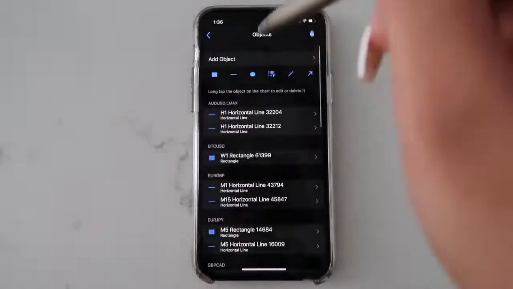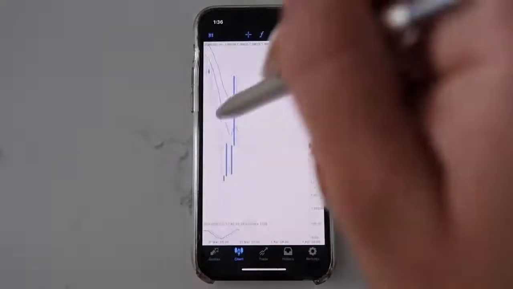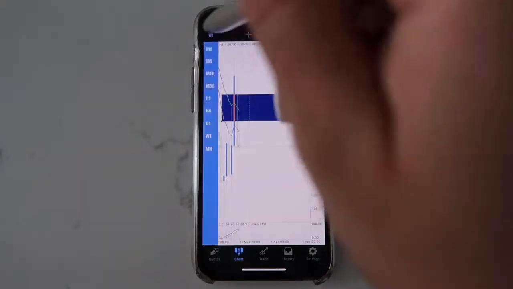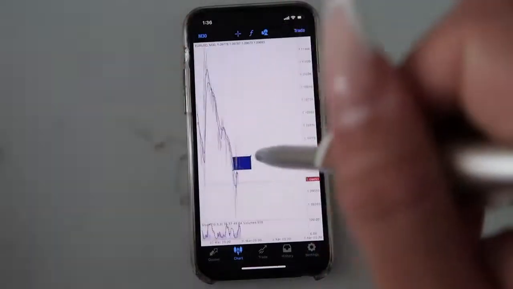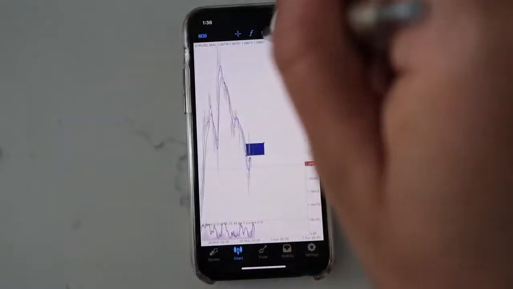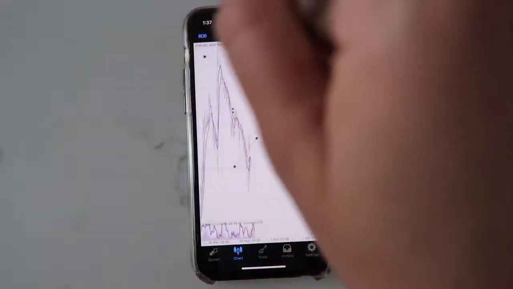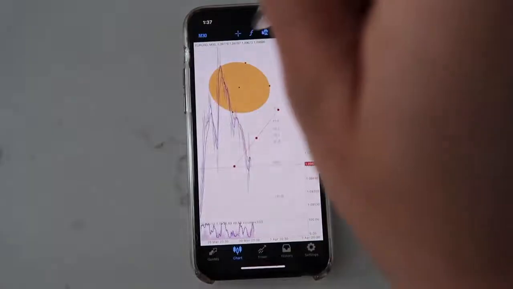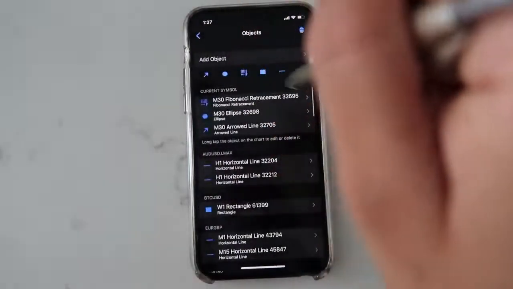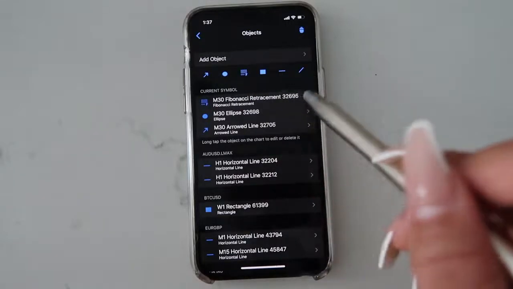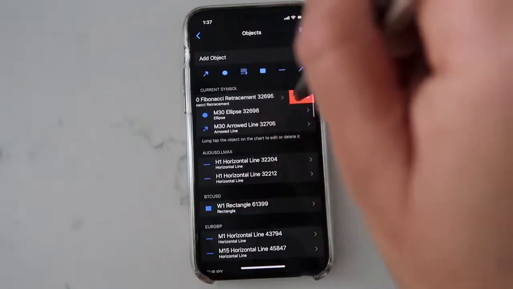The next thing you have is your objects. Your objects are where you get tools like this if you need to draw on the chart. You have your Fibonacci, you have your circles, if you want to circle something, you can do that. You have your arrows, to point. This is where you would find all of that. I'm going to remove these from my chart, and this is how you would delete them.